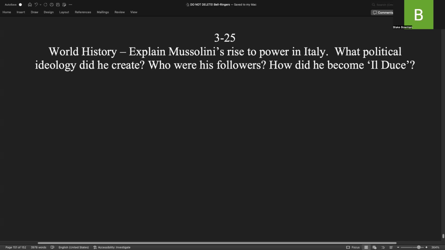All right, so explain Mussolini's rise to power in Italy. What political ideology did he create? So it originated with him. Who were his followers, and how did he become Il Duce? There you go. So think about how he controlled his populations. Think about what were some of the issues and concerns for Italy right after World War One that led to his rise to power and gaining all this support. What did he promise to the people, and did he deliver?